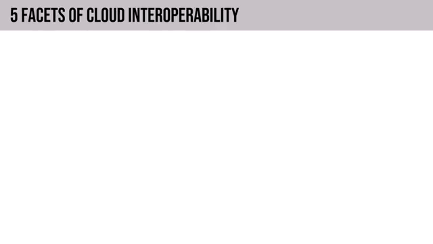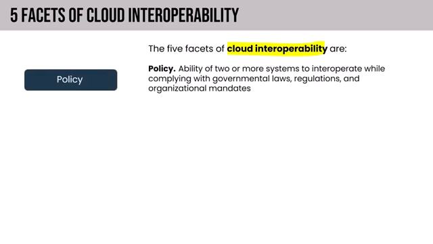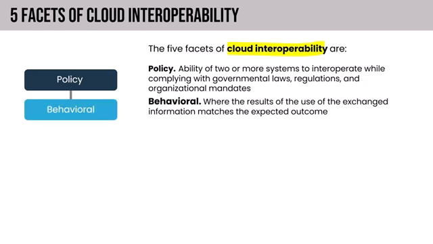So let's talk about the 5 facets of cloud interoperability. The first is policy, the ability of 2 or more systems to interoperate while complying with governmental laws, regulations, and organizational mandates. The next is behavioral, where the result of the use of the exchanged information matches the expected outcome.